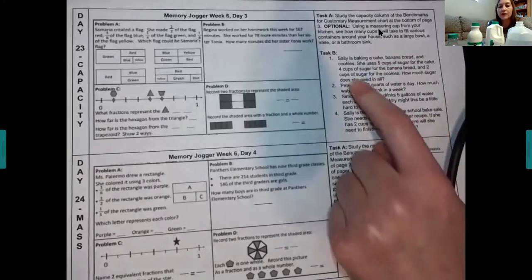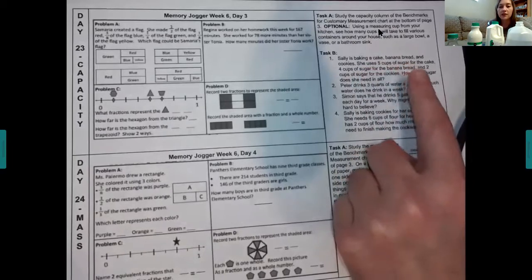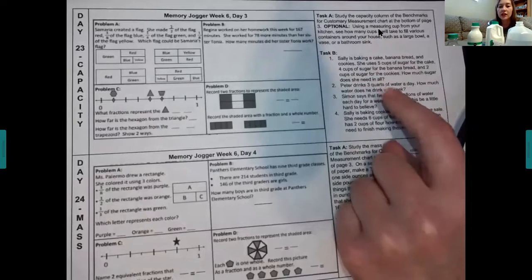Then for task B, this is what you're sending a picture of to your teachers. You're going to be solving these type of word problems using the units of capacity. So for number 1, it says Sally's baking a cake, banana bread, and cookies. She uses 5 cups of sugar for the cake, 4 cups of sugar for the banana bread, and 2 cups of sugar for the cookies. How much sugar does she need in all?